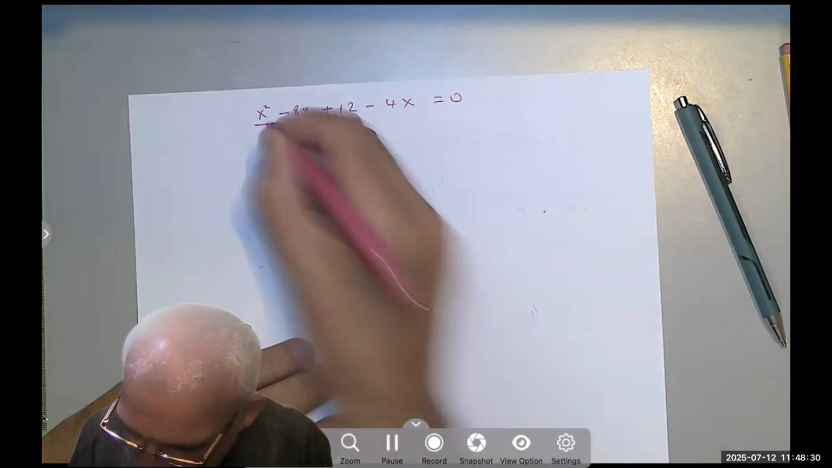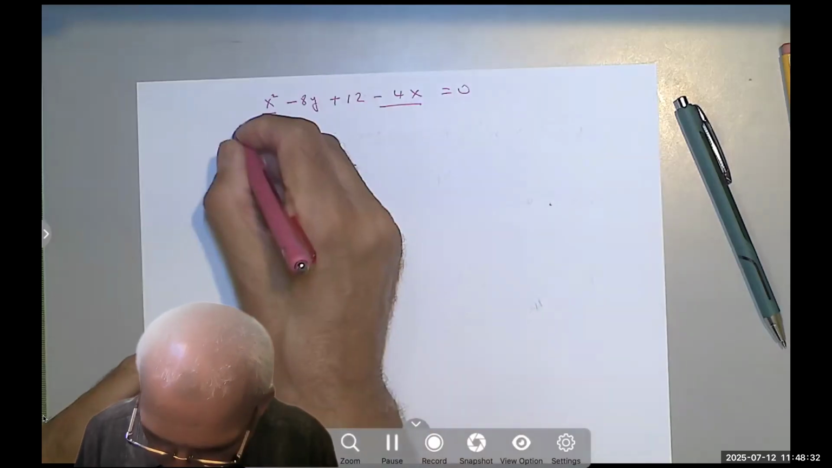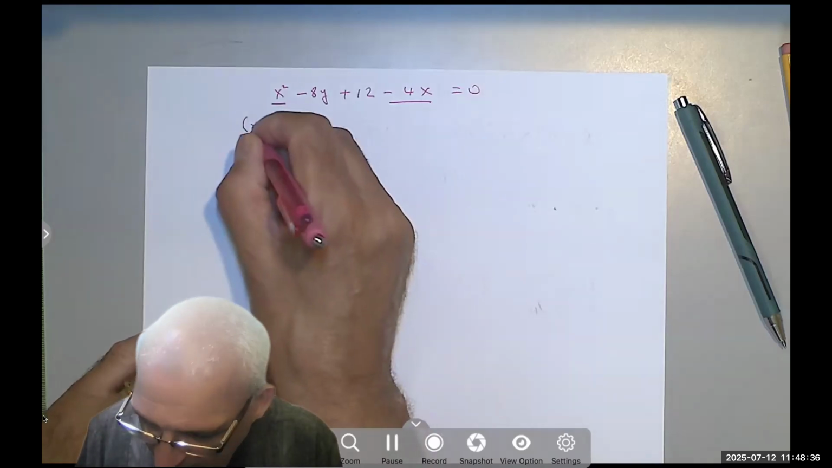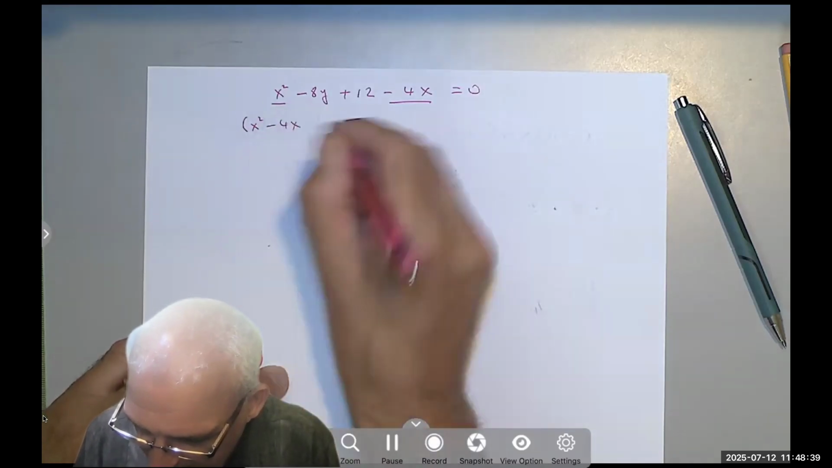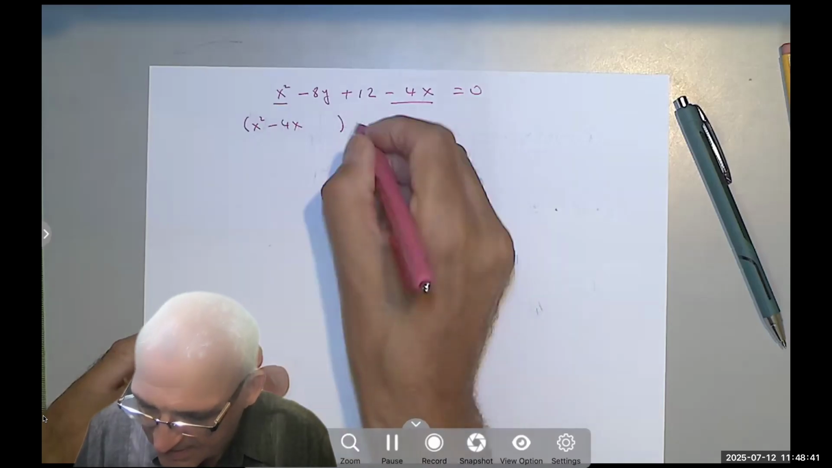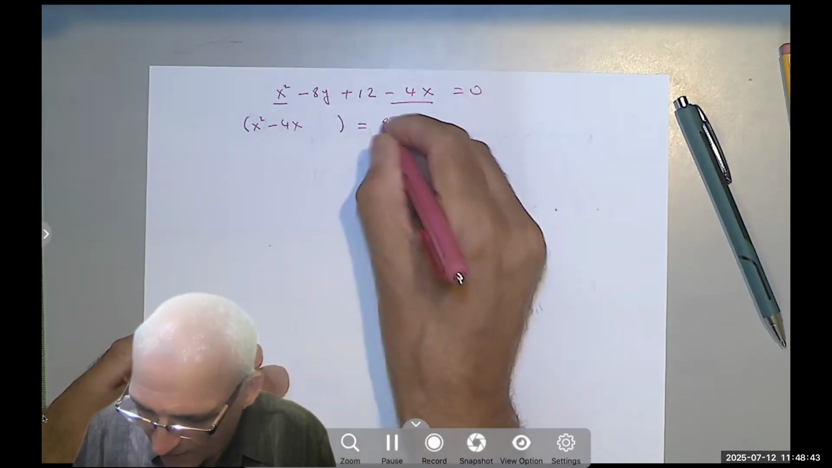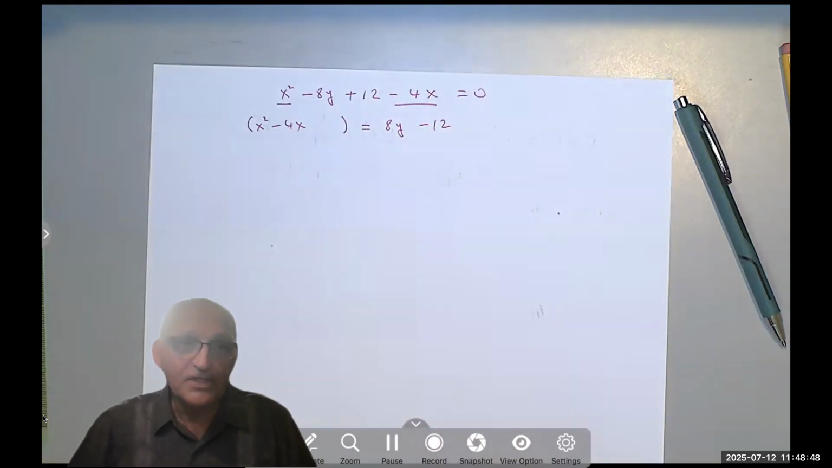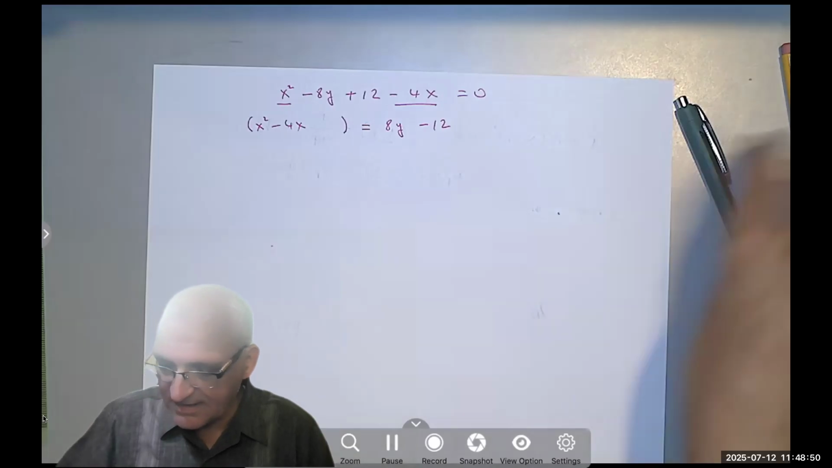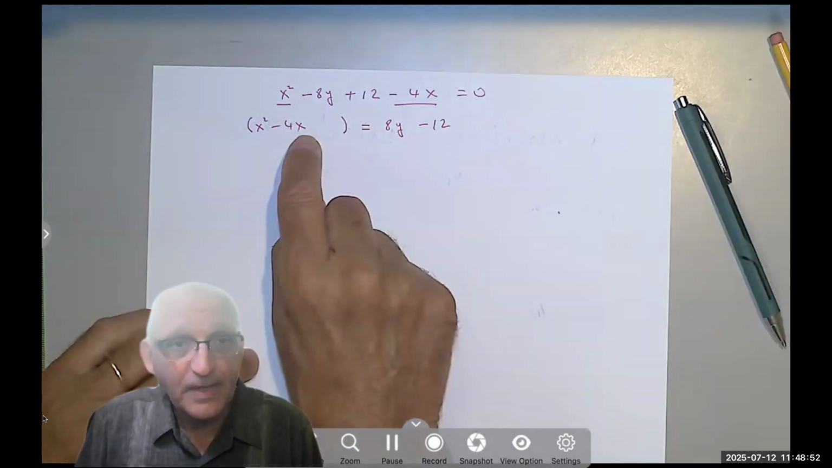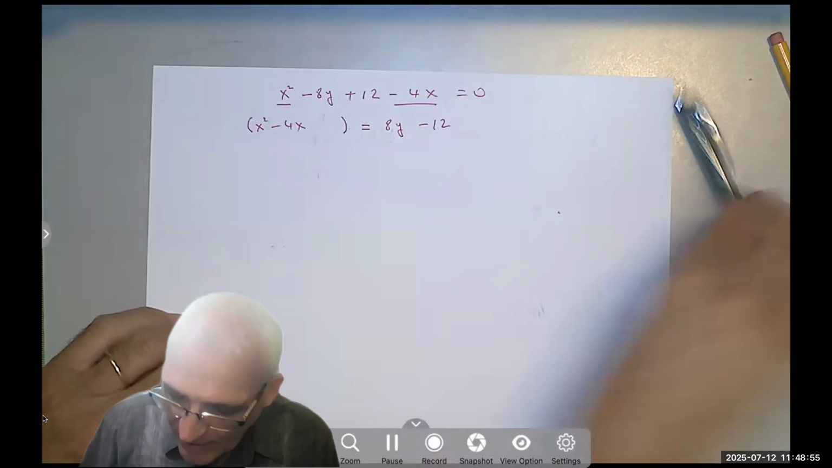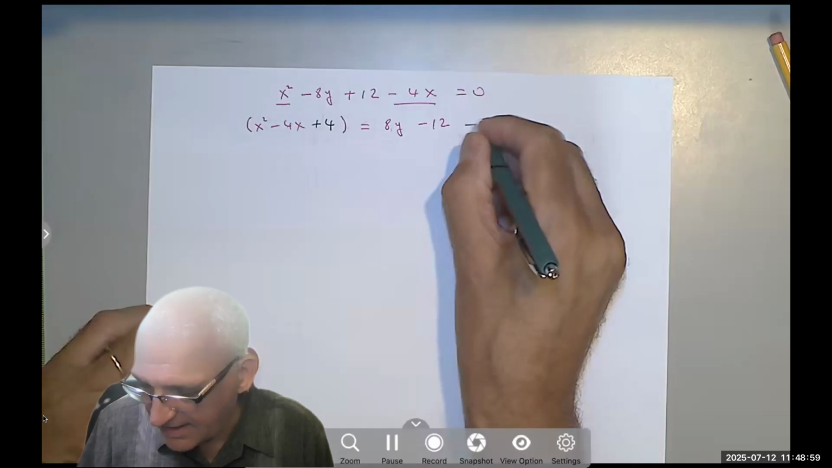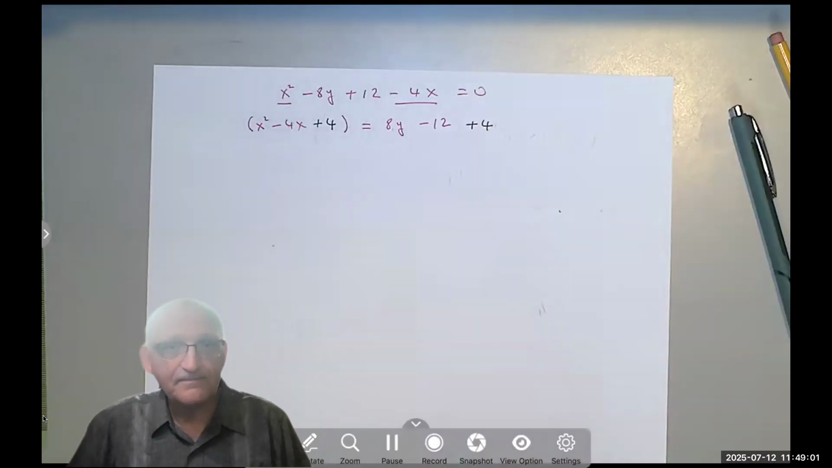So I have x squared, I have negative 4x. So I'm going to open parentheses because here I have to complete the square, as you know. So I'm going to say x squared minus 4x and then leave a blank and then say equals 8y minus 12. And then I complete the square, and we learned how to do that last time. I divide the coefficient of x by 2, I get negative 2, and then I square it, it becomes plus 4. And since I added 4 to the left-hand side, I have to add 4 to the right-hand side.